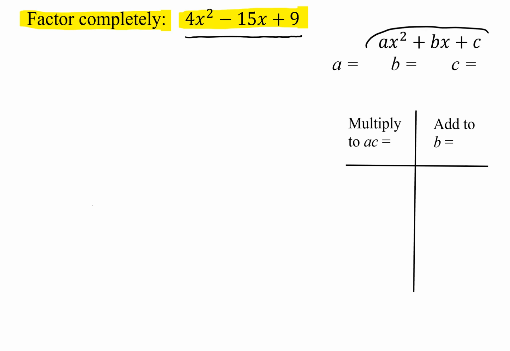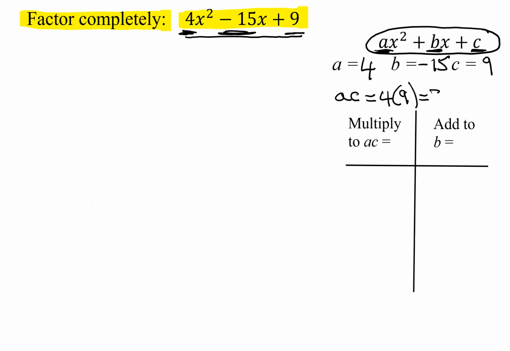So we're going to factor this using the AC method, comparing it to this. So we're going to have to find the value of A, B, and C. In our case, A is the coefficient of the x squared term, it's 4. B is the coefficient of the x term, negative 15. And C is the constant, so that's 9. So we're going to multiply A times C. We get 4 times 9 is 36.